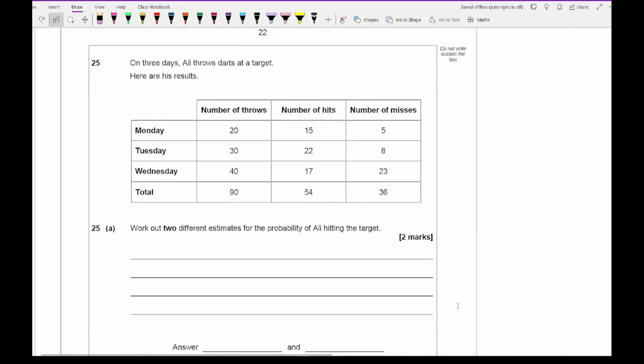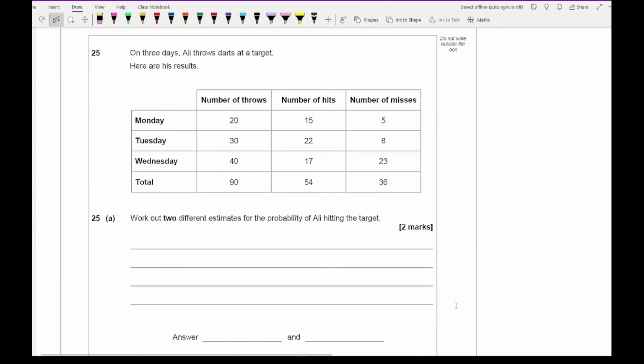Moving on to question 25, it says, on 3 days, Ali throws darts at a target. Here are his results. Work out 2 different estimates for the probability of Ali hitting the target. What you're wanting is basically to show any 2 fractions of the number from the second column with its respective number from the first one.